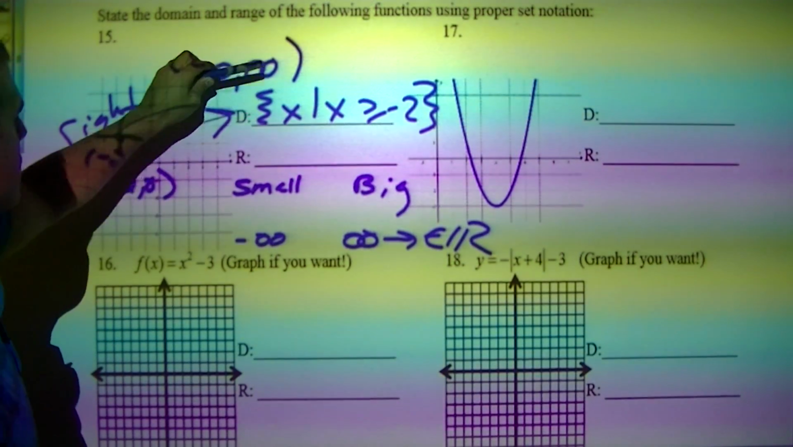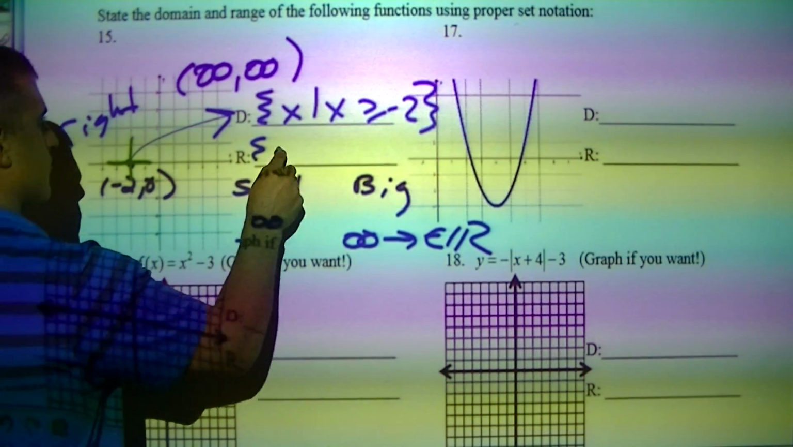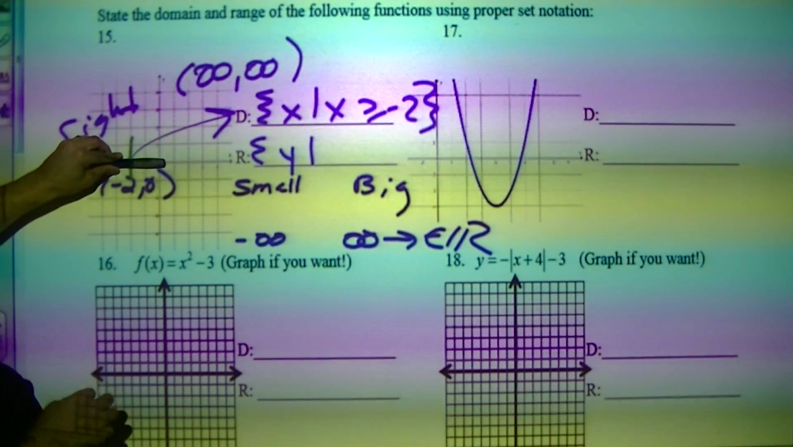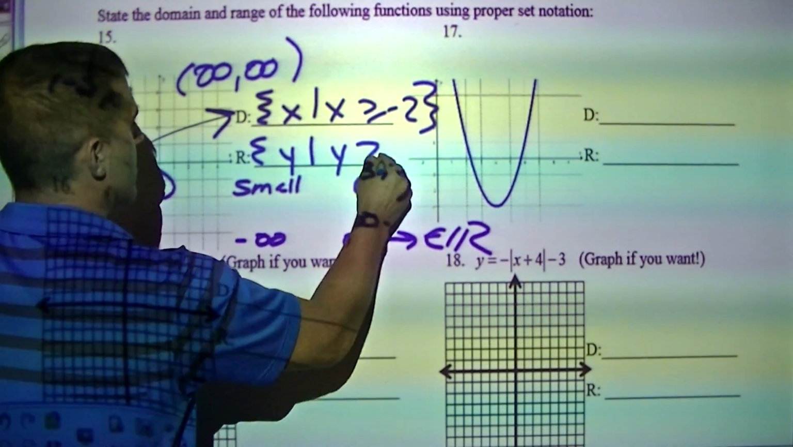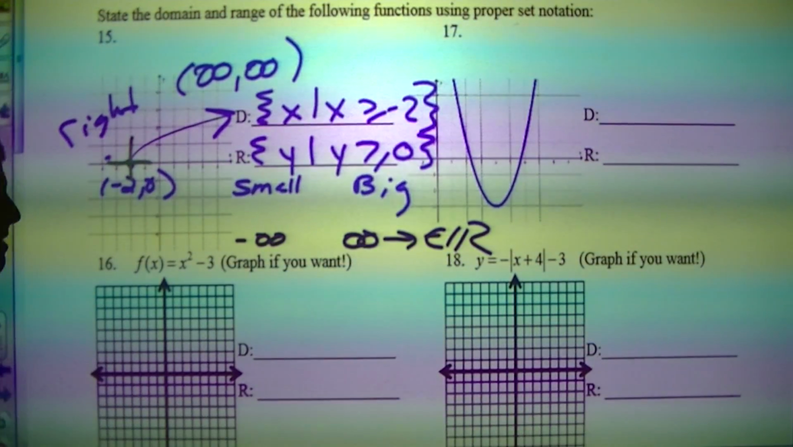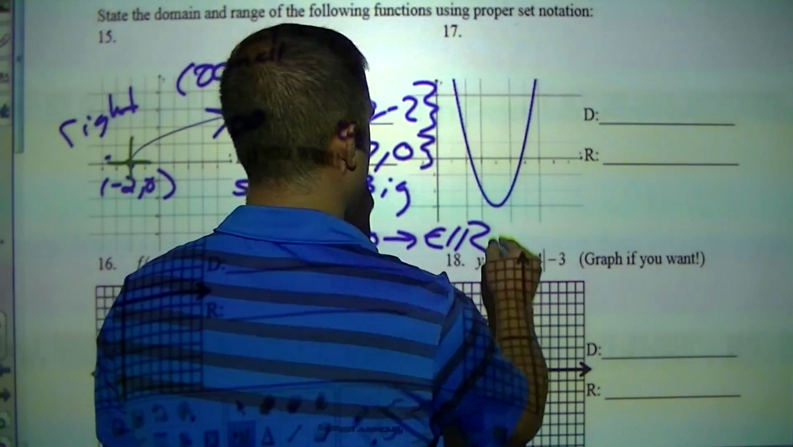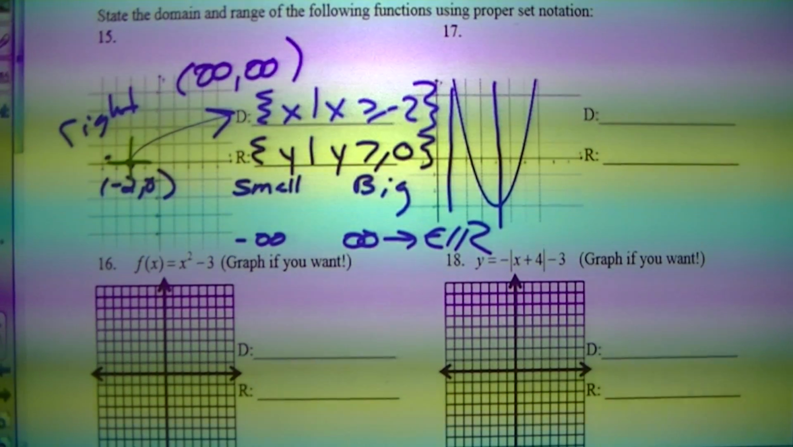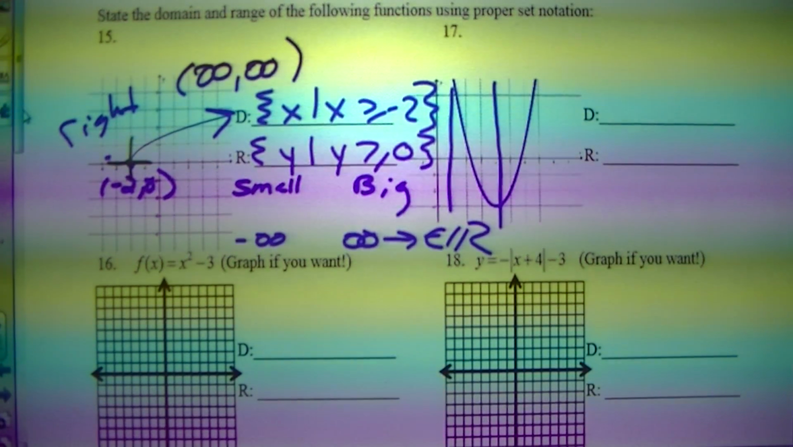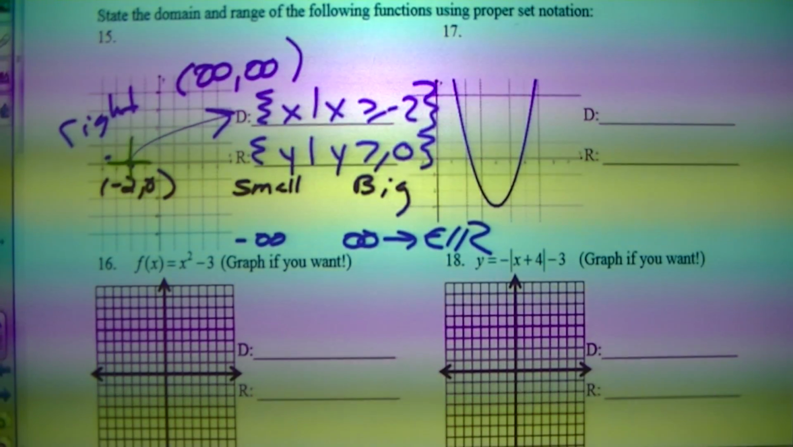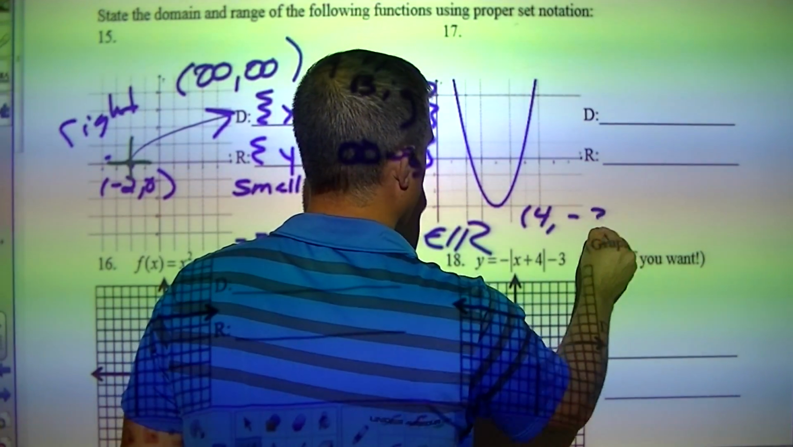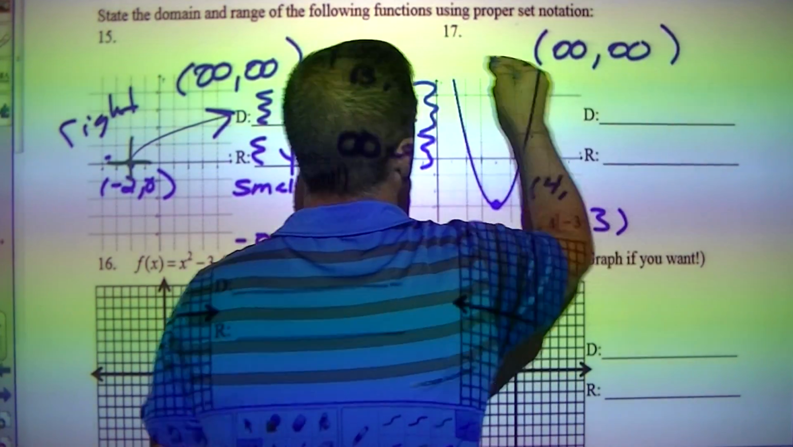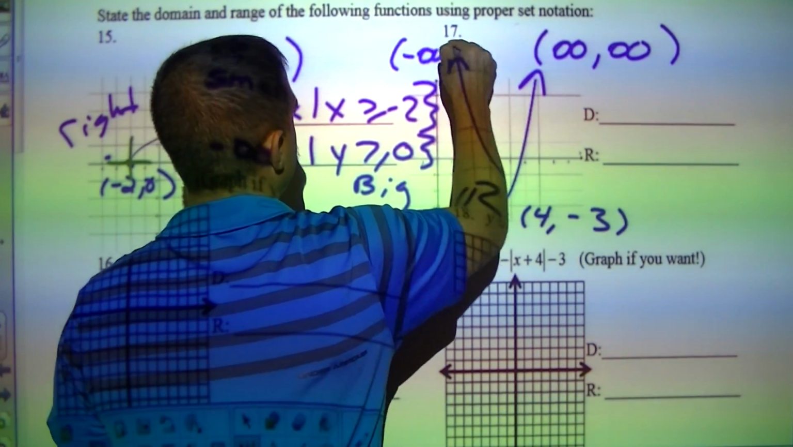Now, let's look at the range, which is the y. Smallest y is 0, biggest is infinity. So I have to look at what happens. It goes up, so y is greater than or equal to 0. Coming over to this one, I know this is sort of hard to see, but from what I can tell, that's like 1, 2, 3, and 4. Let's call that 4, -3. As far as the vertex goes, that would be positive and positive. This is like an arrow too, negative and positive.